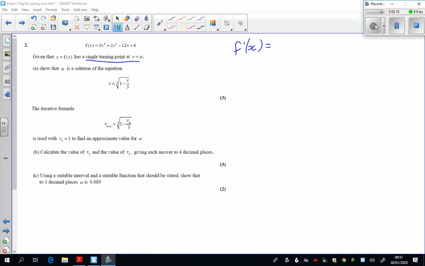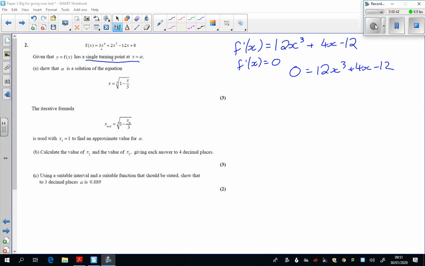Nice first year part of differentiation is that we need to differentiate this here. So we've got 12x cubed plus 4x minus 12. And at the turning point, we want f dash of x to equal 0. So I've got 0 equals this. And now we've got to rearrange it to get this. So we can see that cube root there.